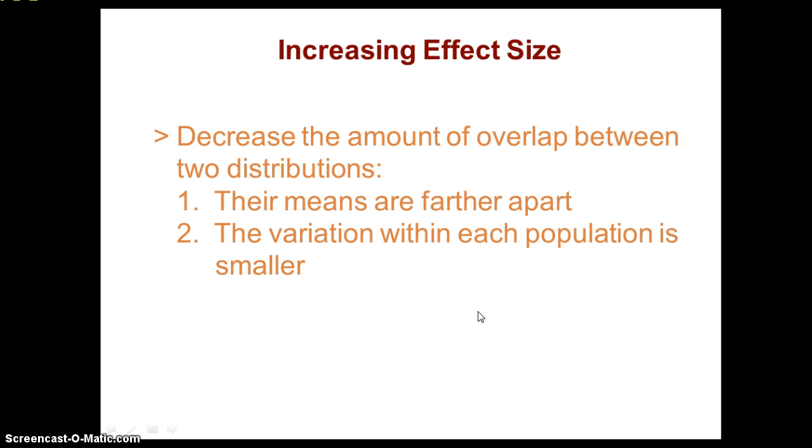Okay. So essentially what we want to do in order to increase our effect size is to decrease the amount of overlap between the two distributions. So if we make the means farther apart, that will give us a bigger effect size. And if we make the variation within a population smaller, that would also affect the magnitude of the effect size.